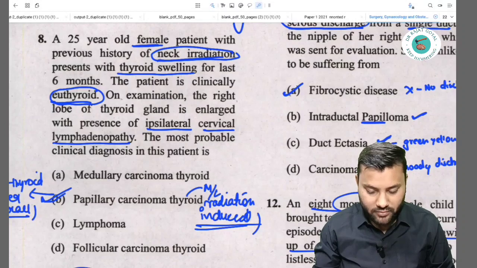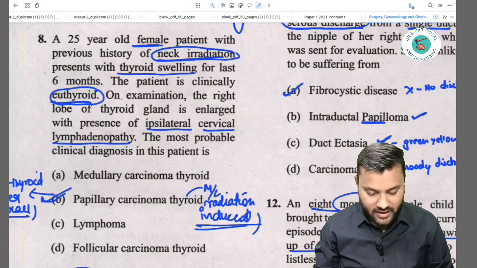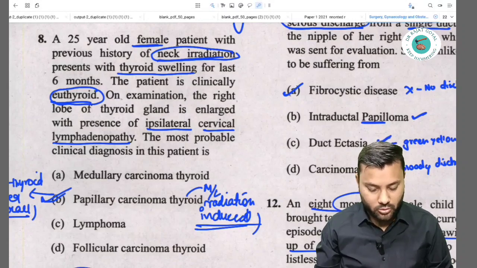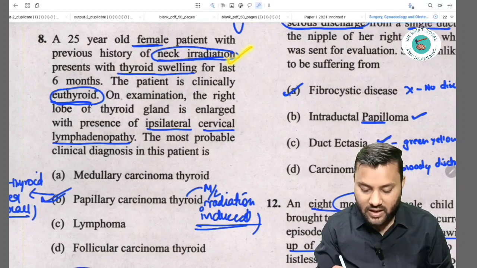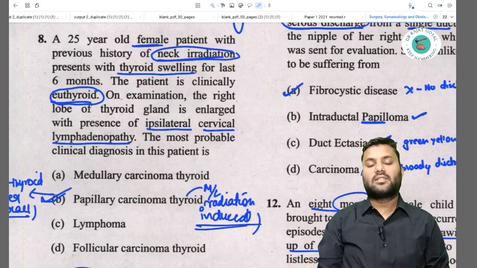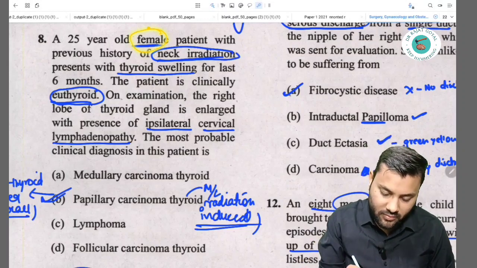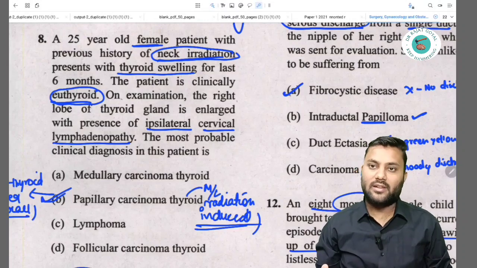A 52-year-old female patient with previous history of neck irradiation presents with thyroid swelling for the last 6 months. The patient is clinically euthyroid. On examination, the right lobe of the thyroid is enlarged with the presence of ipsilateral cervical lymphadenopathy. The most likely diagnosis is... There are some catch points in the question: after neck irradiation, the most common thyroid tumor which occurs is papillary thyroid cancer. Then a young female is given, and in a young female the most common thyroid cancer is papillary.